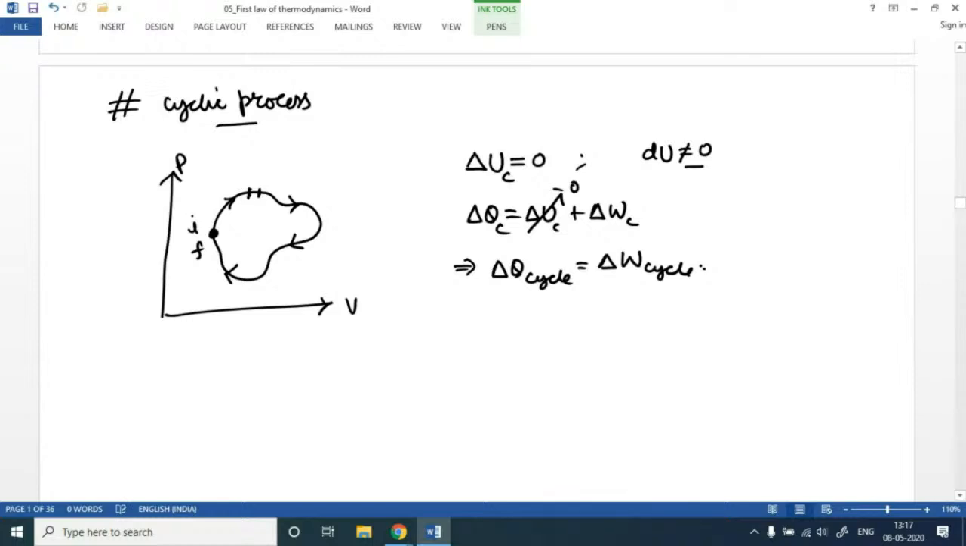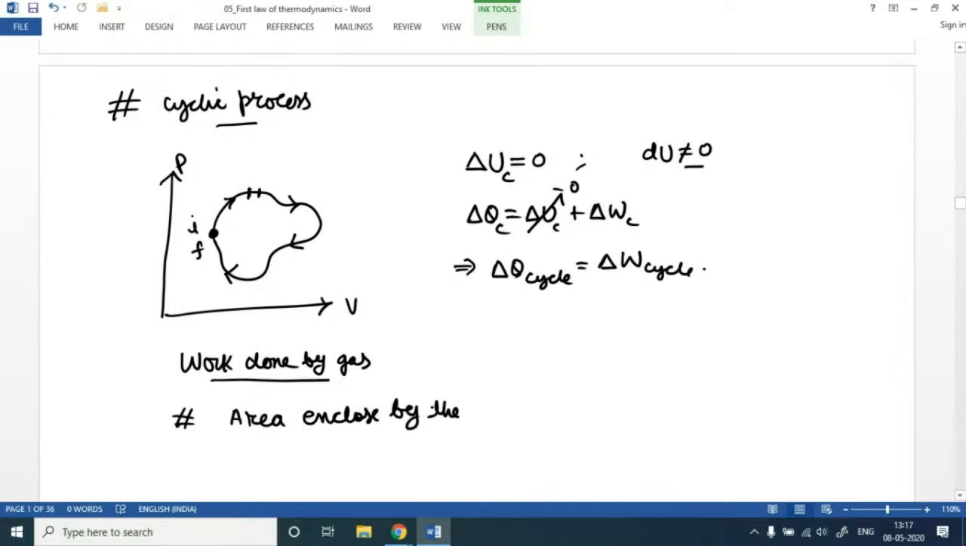So for a cyclic process, delta Q cycle will always be equal to delta W cycle. Let's talk about work done by the gas for a cyclic process. The first thing you should understand is that the work done by the gas would be the area enclosed by the cycle.